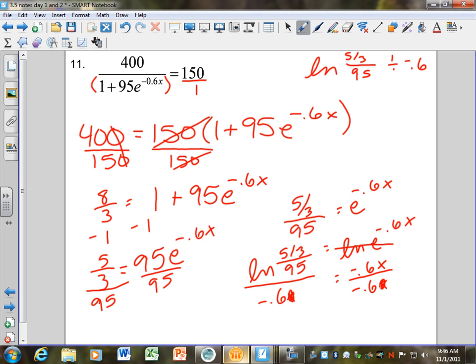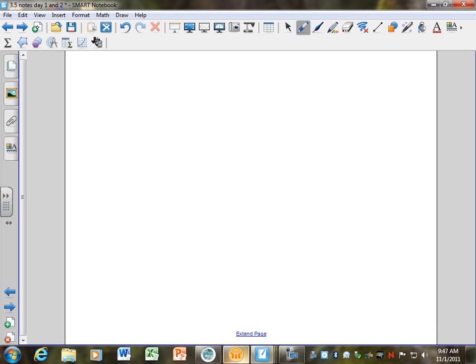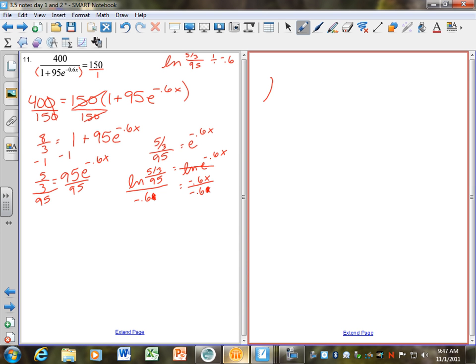So like my calculator here, I'm going to do ln of parentheses 5/3. I'm going to just show you how to type this in. My calculator is ln parentheses, and I'm going to do parentheses 5 divided by 3, so that I just put that in the top, and then divide by 95, close the parenthesis, and then divide by negative 0.6. It's the whole thing with calculators. They're very nice, but if you don't put the parentheses in the right spot, you're not going to get the right answer.